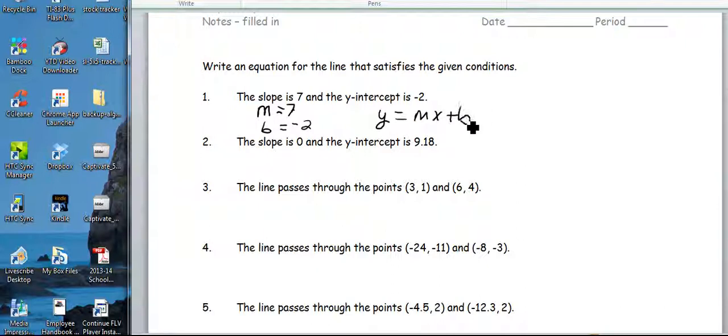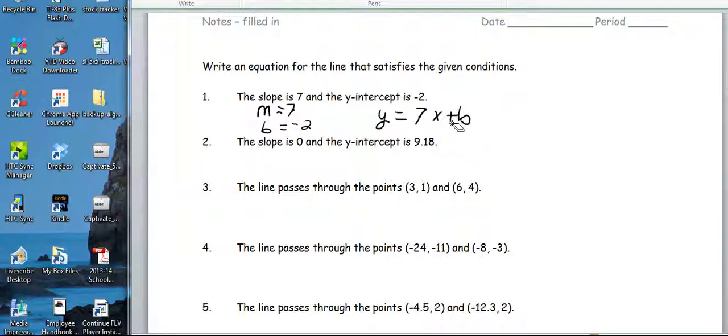mx plus b. Now, if you've already written this, hopefully you've written in pencil so you can do what I'm about to do. Well, I have this m here. I don't really want my m. What I want is a number. And I know over here that m is 7. So I'm going to erase the m, and then I'm going to put in 7. All right. Now, the b, again, I know that b is -2.